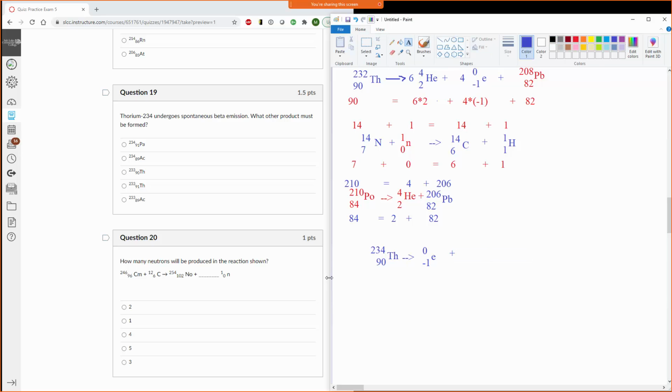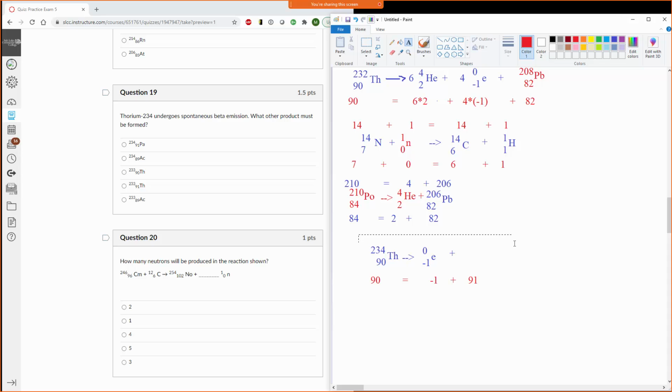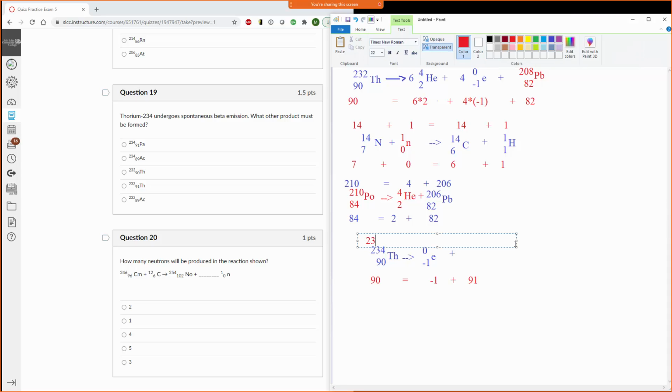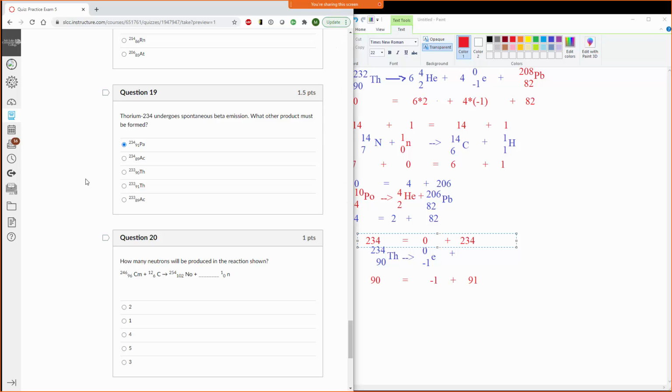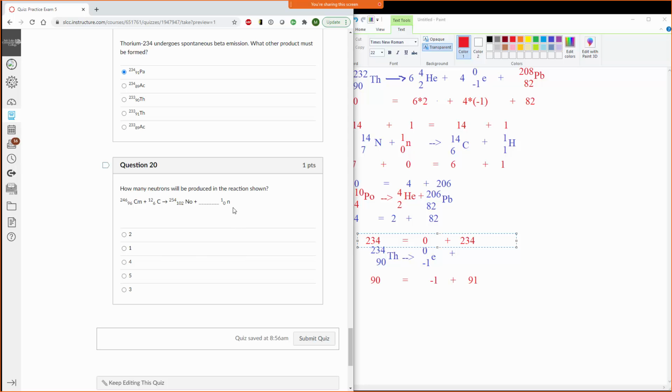And what else is made? And then we can say, okay, 90 is equal to -1 plus, it's got to be 91, right? And then 234 is equal to 0 plus 234. So 234, 91, element 91 is what is that, protactinium? I think, Pa. Questions on that one? Okay. All right, then here's our last one.